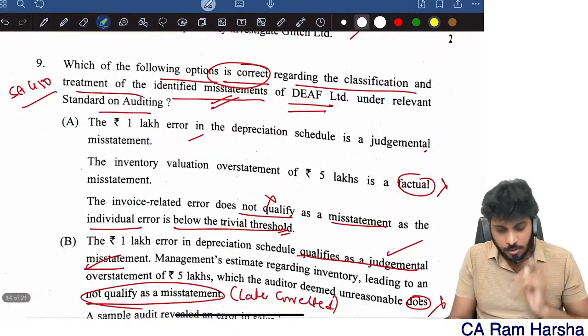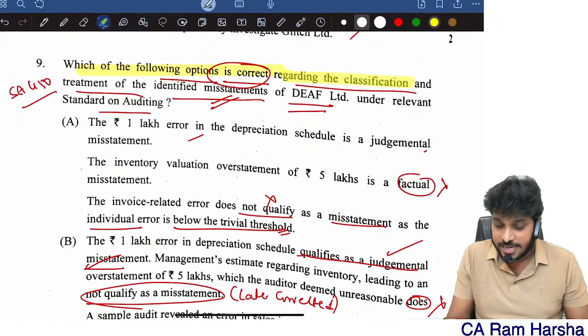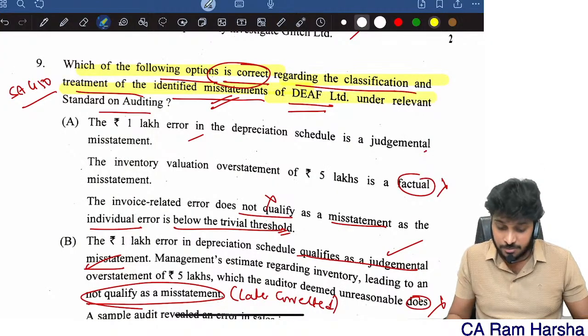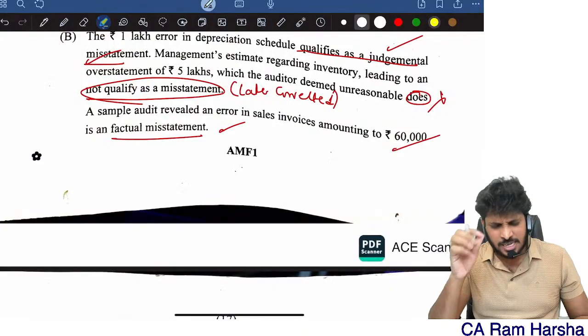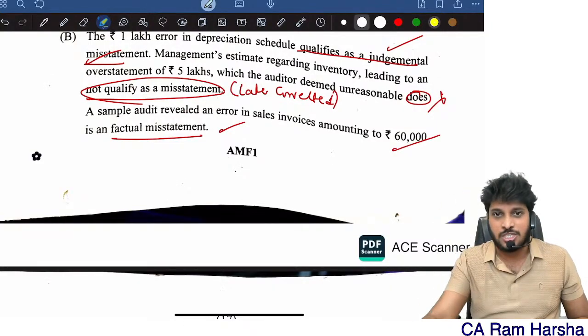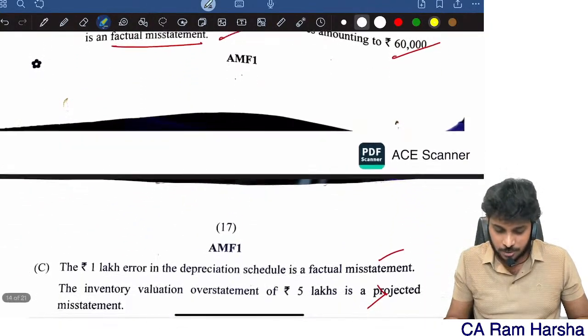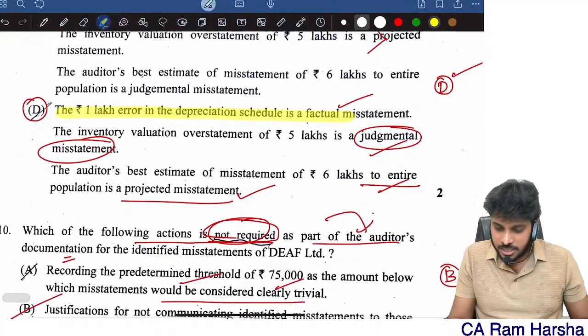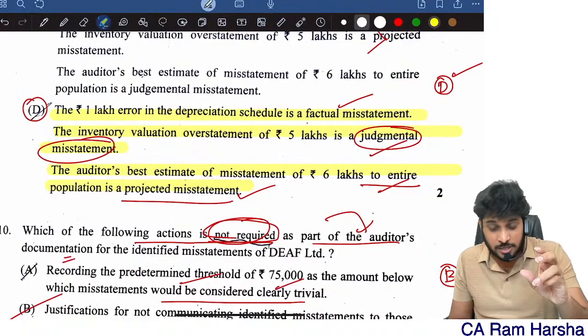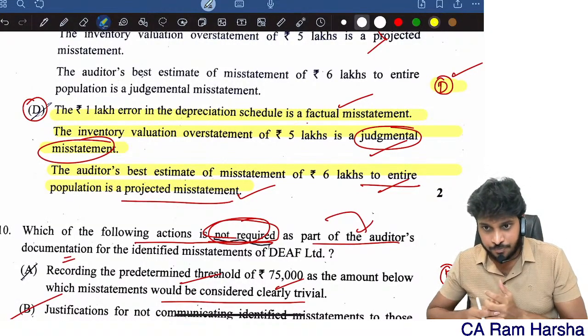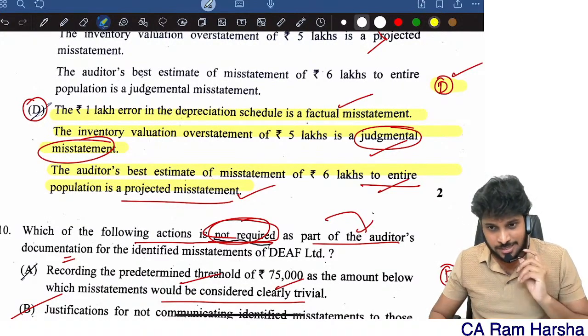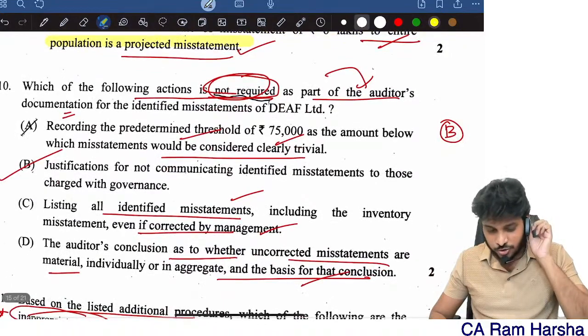Next. Which of the following options is correct regarding classification and treatment of identified misstatement? I told you, there is a depreciation error. It's a calculation error, straight away a mistake. Calculation error is a factual misstatement. So the 1 lakh depreciation error is a factual misstatement. Inventory is a judgmental misstatement. Whereas with respect to sales, he projected the total mistake as 6 lakhs. Therefore the answer is D. Yes, somebody saying Arif, correct. We have to improve ourselves.